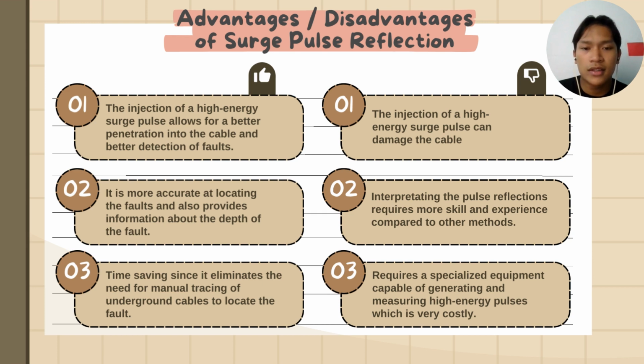Next is disadvantage. The injection of a high-energy surge pulse can damage the cable, which can be even more hard and expensive to fix. The work of interpreting the pulse reflections also requires more skill and experience compared to other methods. Lastly, this method requires specialized equipment capable of generating and measuring high-energy pulses, which is very costly and may not be readily available for small-scale maintenance operations.